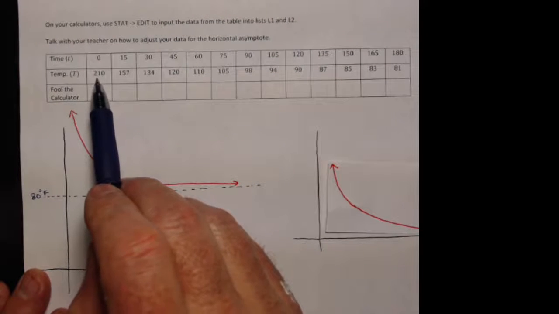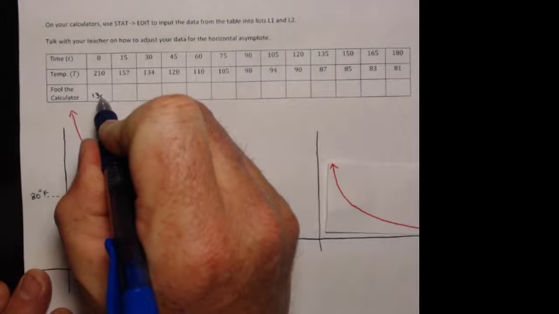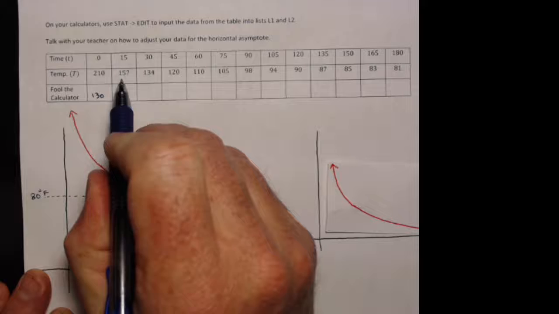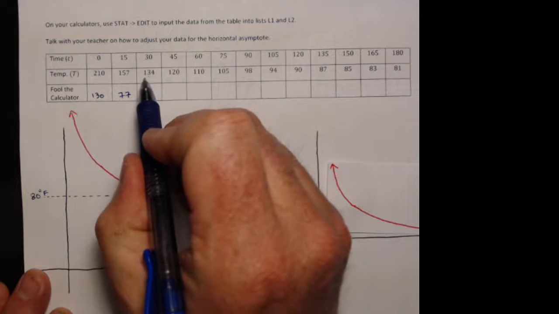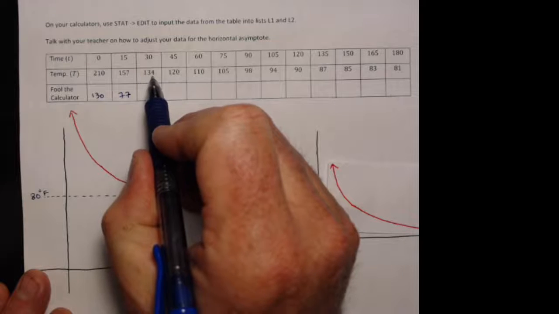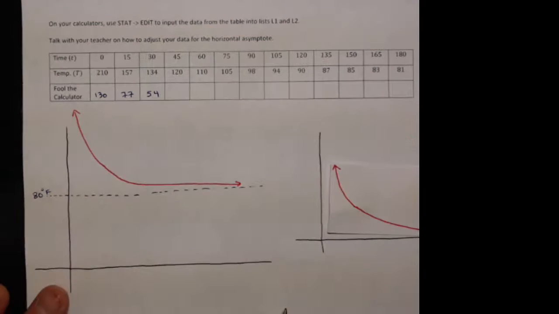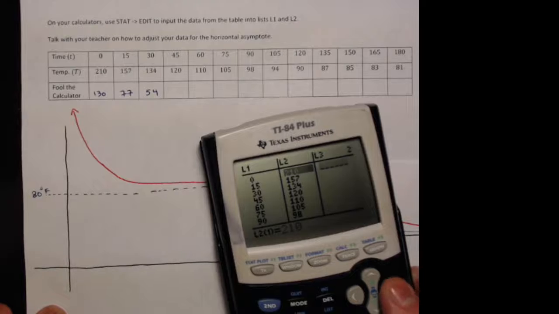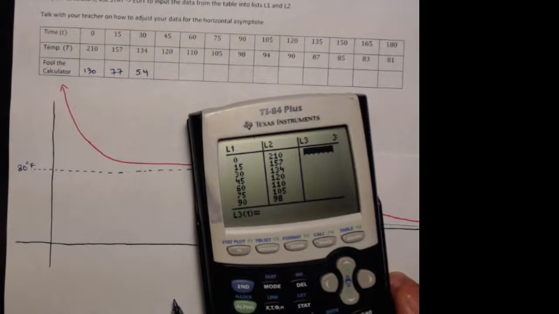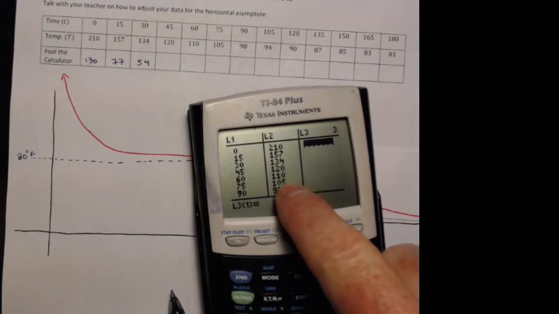One is you can just subtract 80 from each of these numbers. So you could say 210 minus 80 is 130, 157 minus 80 is 77, 134 minus 80 is 54, etc. So we could do that. That wouldn't take long. But here's a different way to do this. On your calculator, if you go over to list 3, we could say we want to take 80 degrees off of every number in list 2.